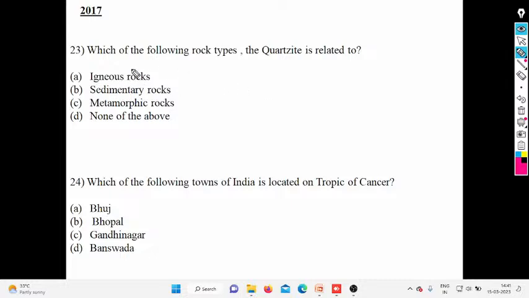First question, 2017: Which of the following rock types is quartzite related to? Igneous, sedimentary, metamorphic, or none of the above. Quartzite is related to the metamorphic rock forms.